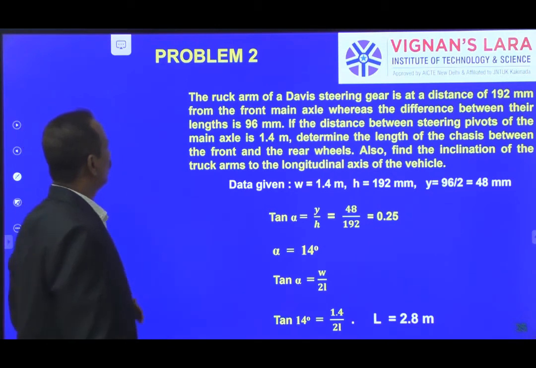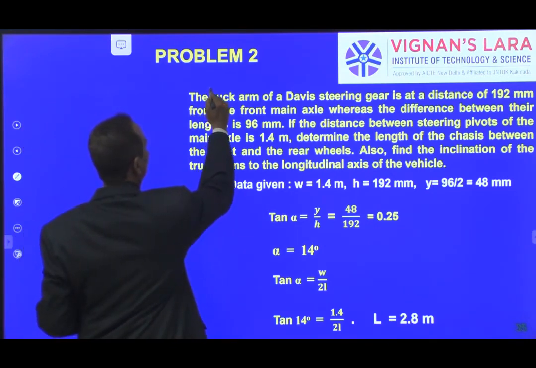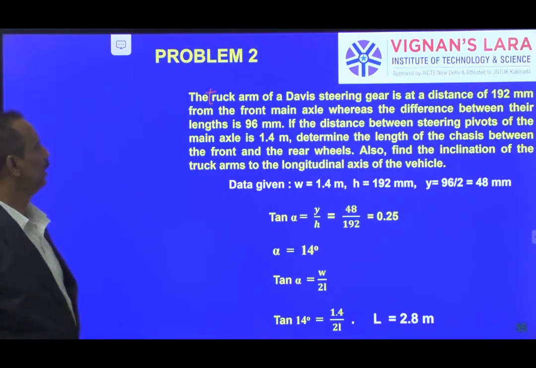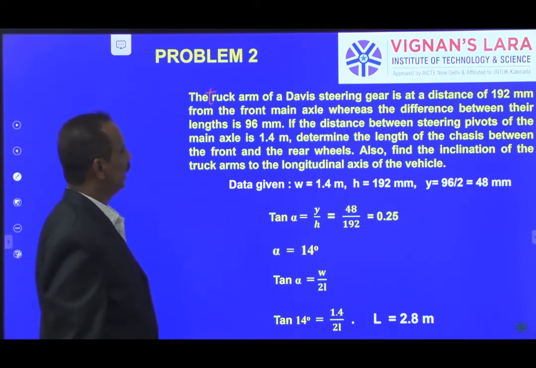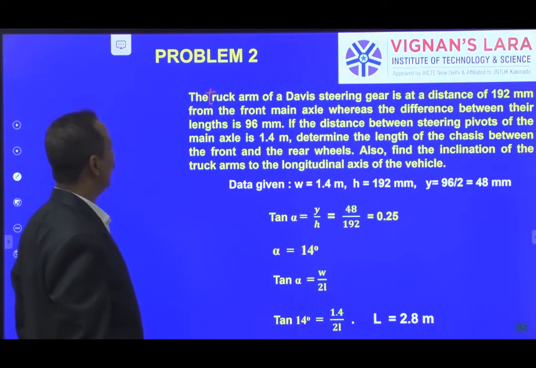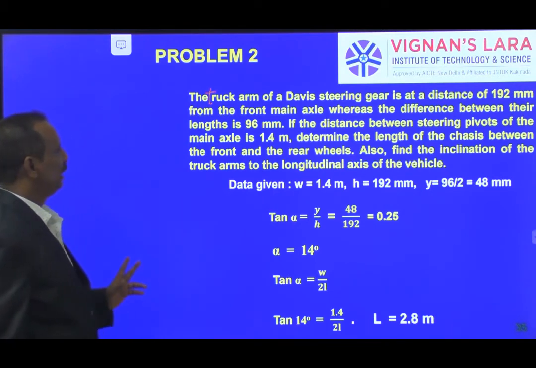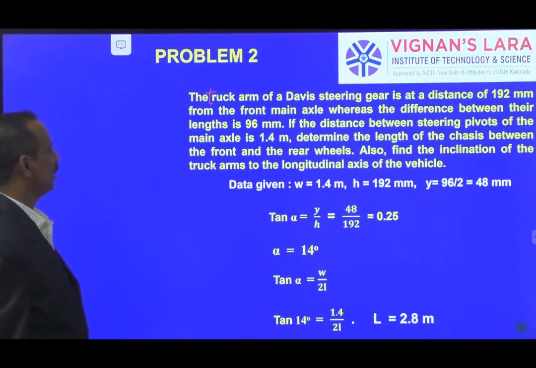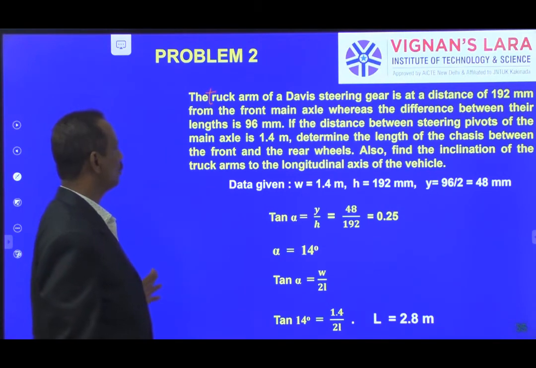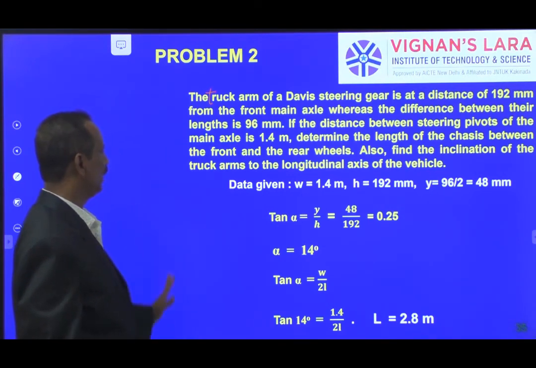So the track arm of a Davis steering gear is at a distance of 192 mm from the front main axle, whereas the difference between their lengths is 96 mm. If the distance between the steering pivots of the main axle is 1.4 meters, determine the length of the chassis between the front and rear wheels. Also find the inclination of the track arms to the longitudinal axis of the vehicle.